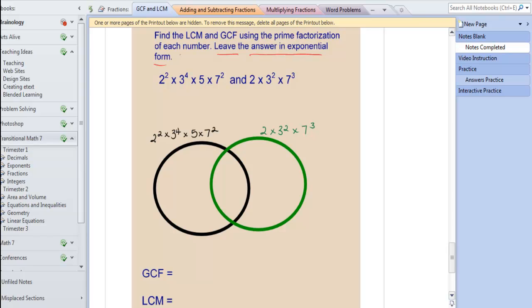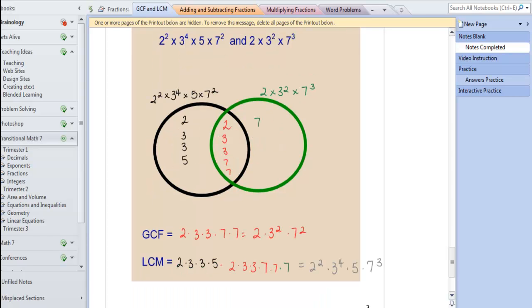So I'd like you to go ahead and pause the video, put all the factors they have in common in the middle, put the leftover factors for the first number in the black, the leftover factors for the second number in the green, and then write out your GCF's prime factorization and your LCM's prime factorization, and let's see how you do. You should end up with a 2, a 3, a 3, and a 5 in the black circle, a 2, a 3, a 3, and a 7 for the overlapping part of your Venn diagram, and a 7 for the green part of your Venn diagram.